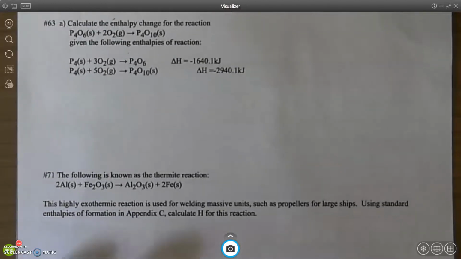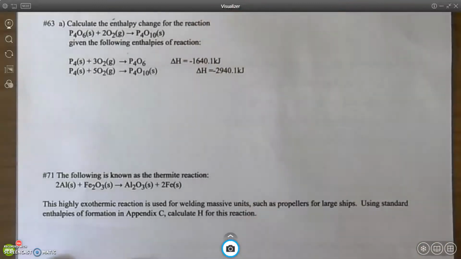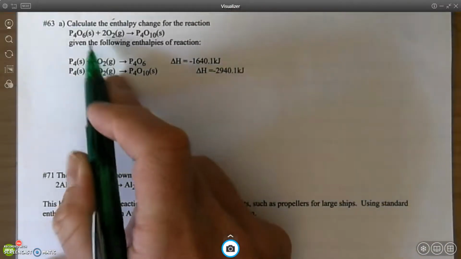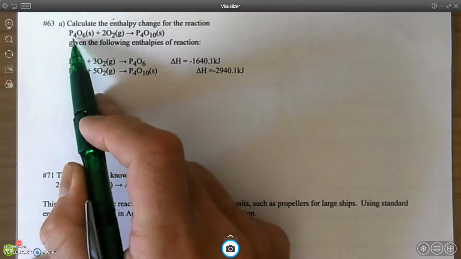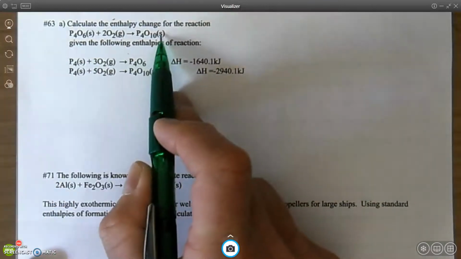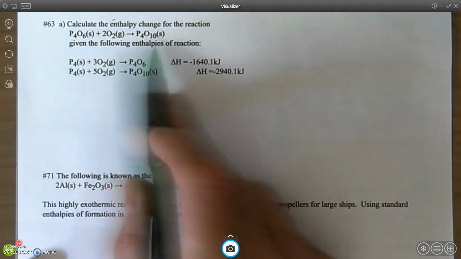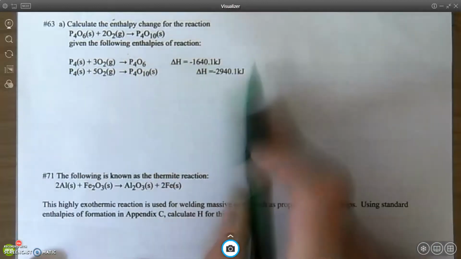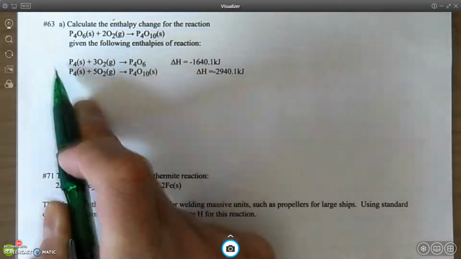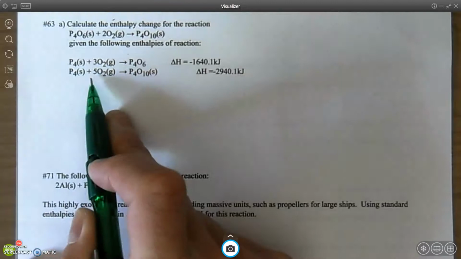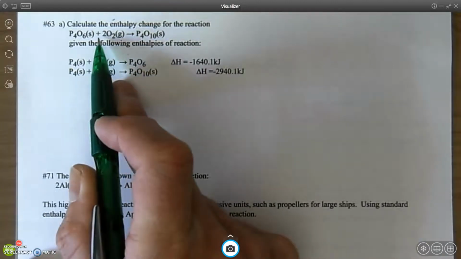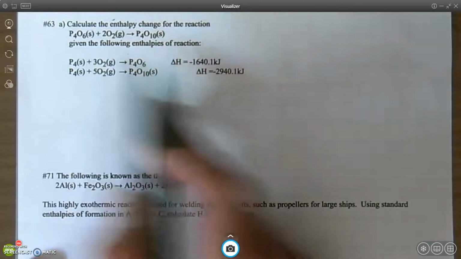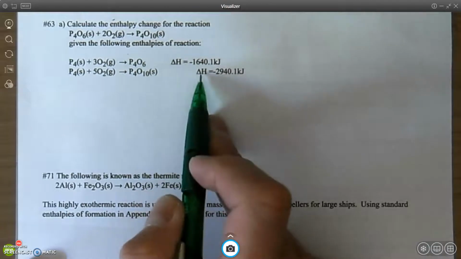All right, we're starting off with number 63 in our homework problems. Looking at this one, it's kind of like taking off what we just talked about in the previous problem with Hess's law. Here's our answer. Calculate the enthalpy change for this particular reaction given this known information. So we need to rearrange these two equations to form this equation with some energy result.